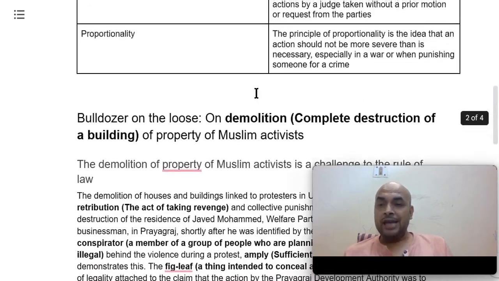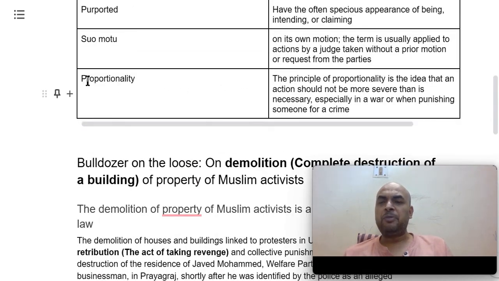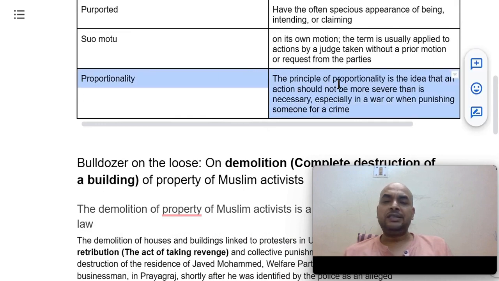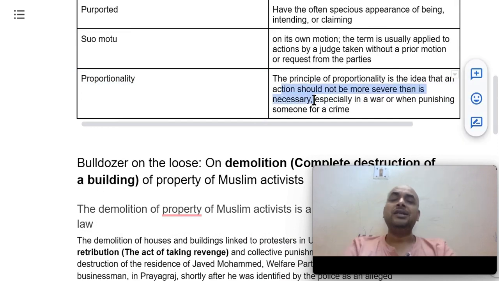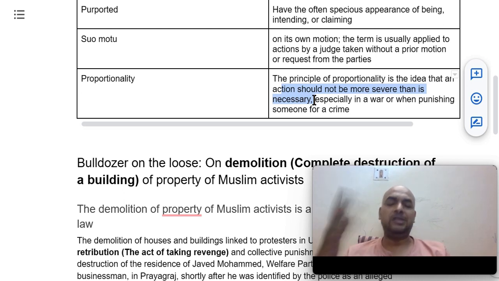Okay, and the last word we have got is proportionality, the idea that an action should not be more severe than is necessary, meaning that to kill a mosquito you should not use a bazooka. Okay, as simple as that. So, if somebody is taking part in a protest, their house should not be taken down. That is what this is trying to say.